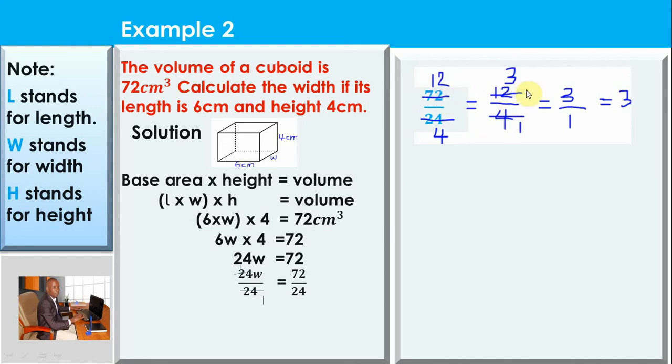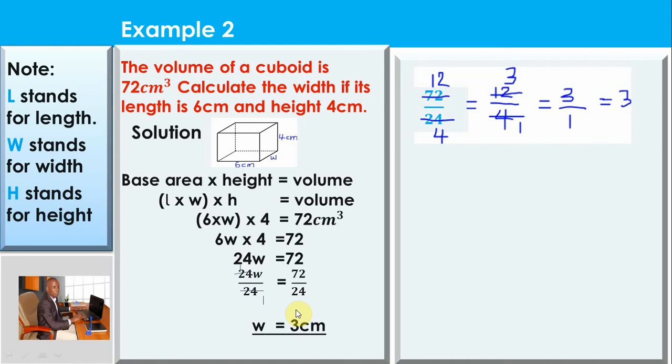Now 12 out of 4 can be divided by 4 directly. 4 divided by 4, we get 1. 12 divided by 4, we get 3. And finally, we shall have 3 out of 1, which equals 3. That means this width is equal to 3 centimeters. So that is how we get the length of the missing side.